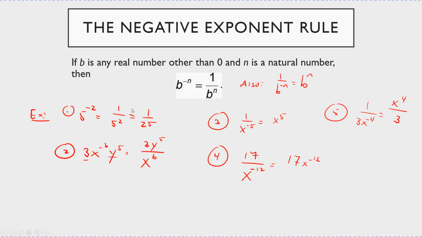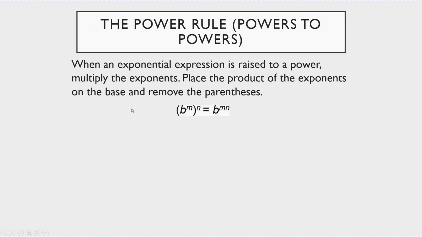All right, let's now talk about a power rule. Here it's powers to powers. When an exponential expression is raised to a power, you're going to multiply the exponents. The big one here is when you multiply exponential expressions, you add the exponents. When you divide, you subtract the exponents. Now here, when you have a power to a power, you're going to multiply. So you place the product of the exponents on the base and remove the parentheses. If you have b to the m power, that raised to the n power, this just becomes b to the m times n. So you're just going to multiply the exponents.